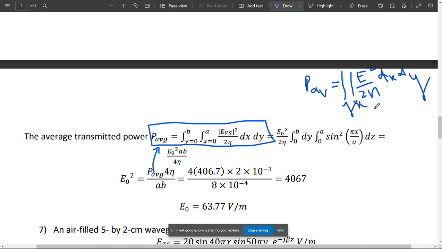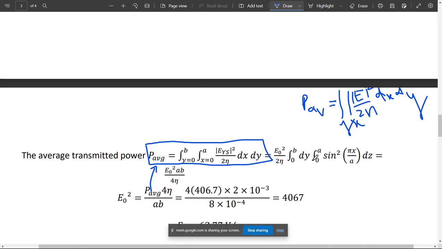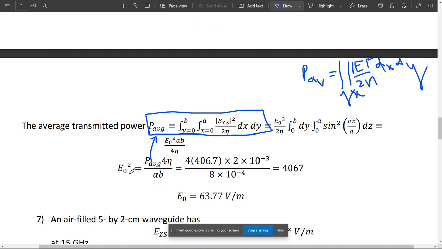Any doubt here? Yes, magnitude. If magnitude is asked, then instead of EYS we will put this in the formula and solve it. Simple integration. Then we will find E naught square, which will be equal to P average upon 4 eta AB, and we will put all the values. Got it?